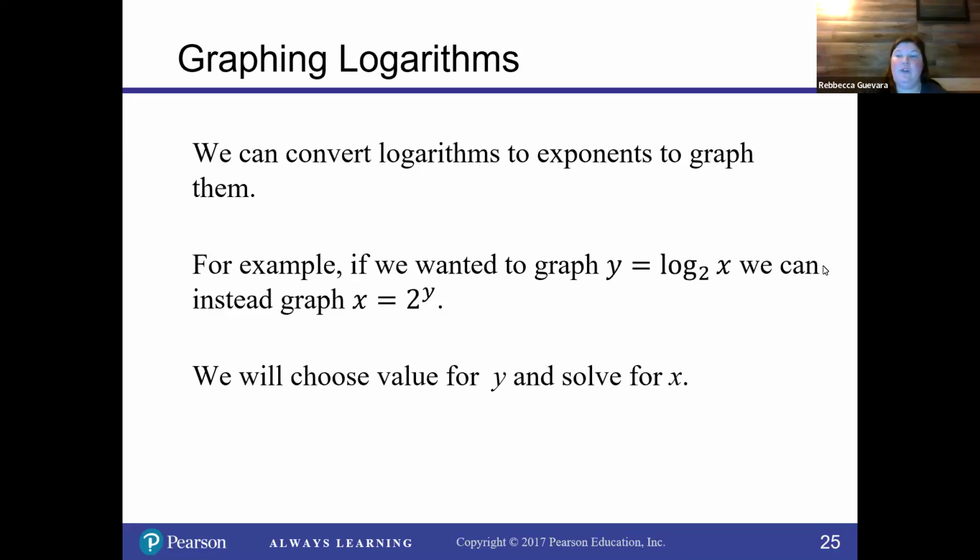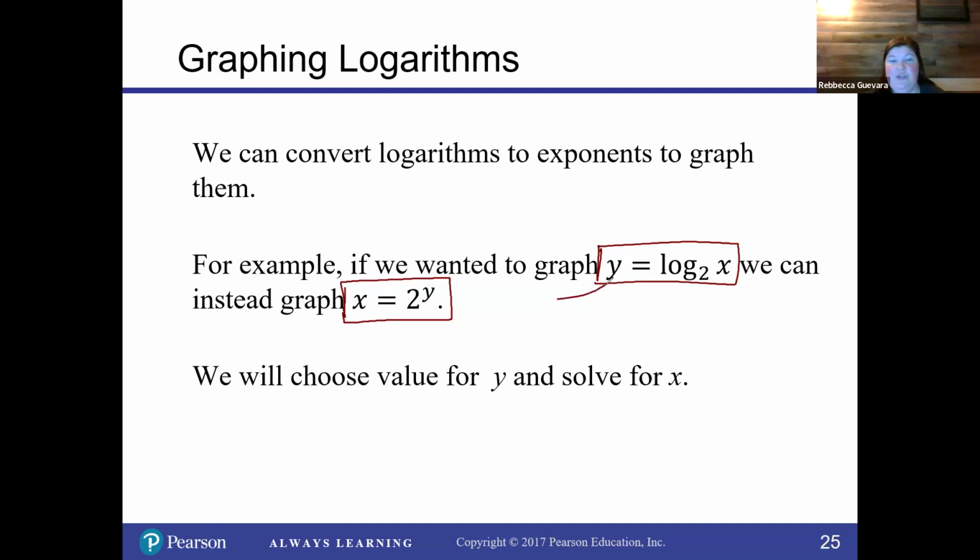All right, so for graphing, it's a lot harder. We know how to graph some common exponential functions by hand. So we're going to convert our logarithms to exponentials, not exponents, but exponentials, and graph them. For example, if I wanted to graph log base 2 of x, one of the things I can do that's a little easier by hand is just graph x equals 2 to the y.